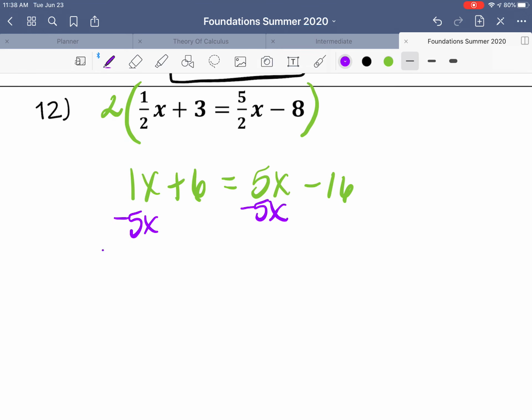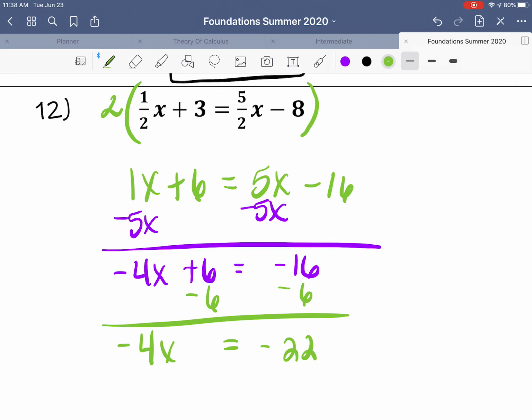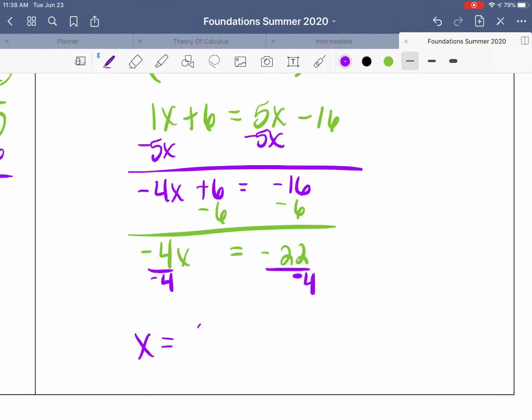And I can solve like normal. Move the x's. Move the constants. I guess we're going to get a fraction here. Divide. And we get 22 over 4, which reduces to 11/2, which is 5 1/2.